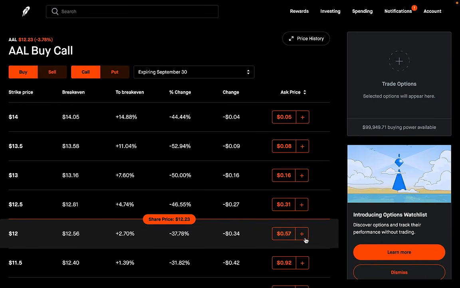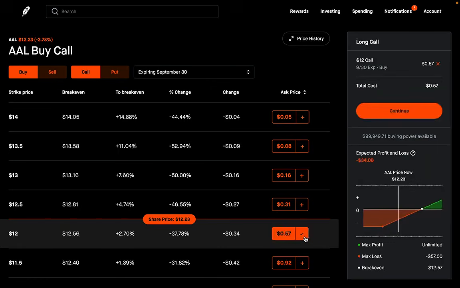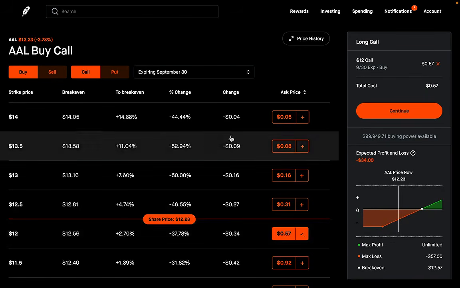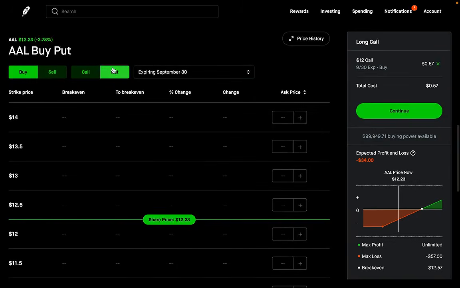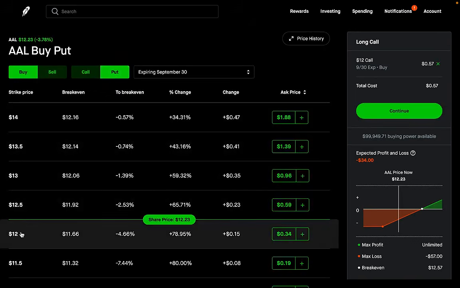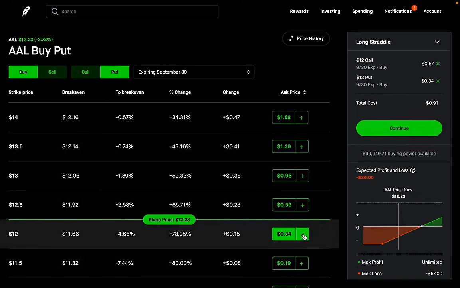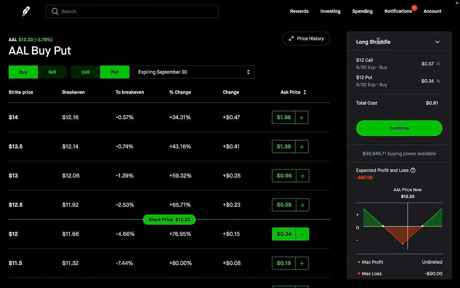So I'm going to buy the at the money call here. Now, again, with a straddle, you need to buy a call and buy a put with the same strike. So I'm going to switch over to put now, and I'm also going to buy the at the money put. That's also going to be the one at the $12 strike here. And again, they also have the same expiration. So as you can see, Robinhood recognizes this as a straddle here.